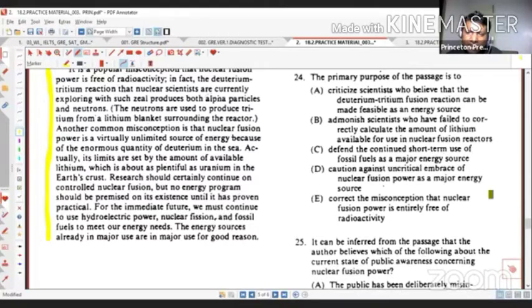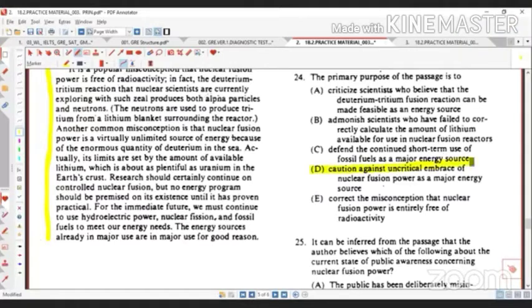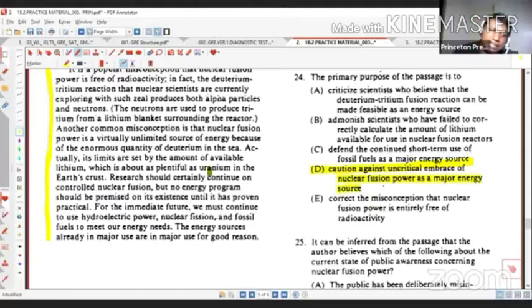E. Correct the misconception that nuclear fusion power is entirely free of. No, this is a part, because there are other mentions of other things as well. So this one just addresses partly, not the whole thing. So which one could be the answer? E. D. I think D. So they're saying that, without further testing, see here, no energy program should be premised on its existence until it's proven practical.